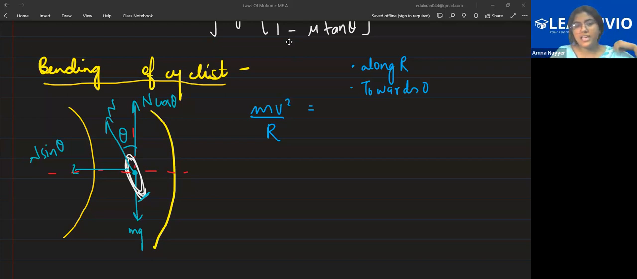If centripetal force is provided through N cos theta, the cycle will move up, because all the force is acting upwards. And similarly, Zainab's answer, mg. Along the radius, class, N sin theta, definitely Jasleen's answer and Shaima's answer was correct actually. Can't you see this N sin theta is acting along the radius directed towards the center? This is the curve.